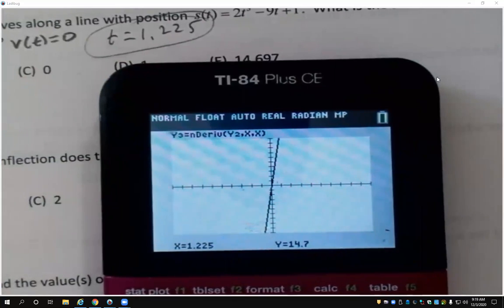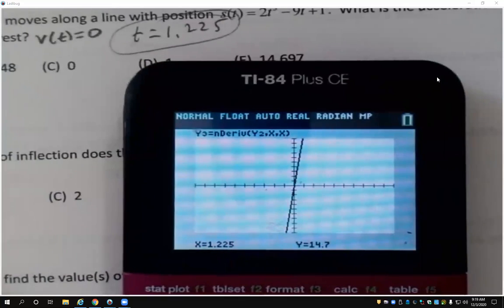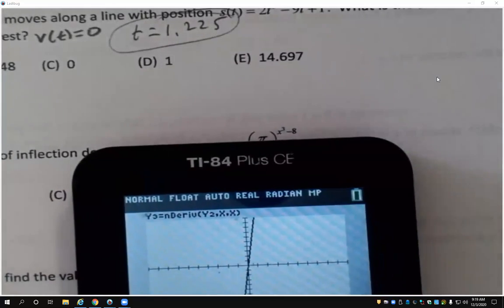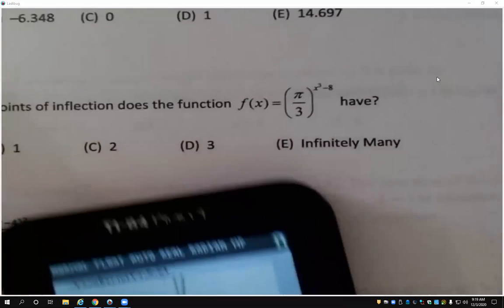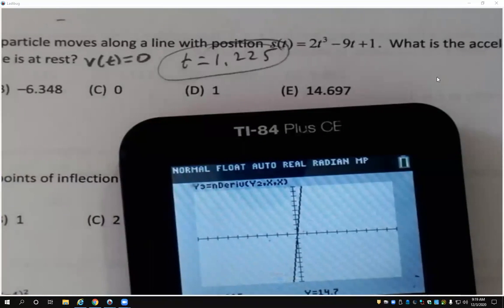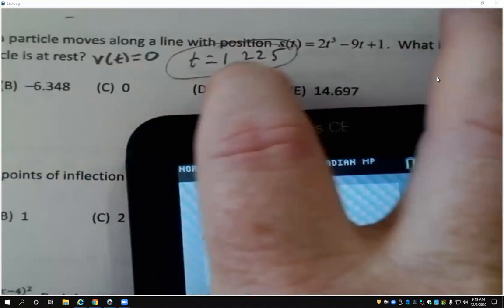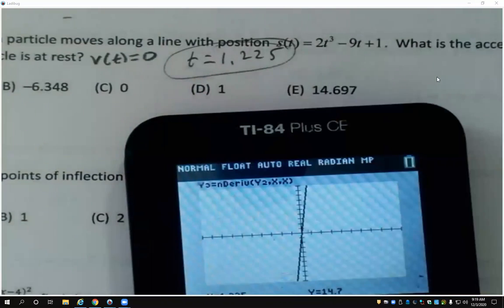Remember now, we rounded 1.225. And we got 14.7 there. Again, like I said, we rounded. So pick the number closest to 14.7, which is obviously answer choice E. If you want a more exact answer, then you need to make sure the number you write down this time up here, you write it down to a few more decimal points.